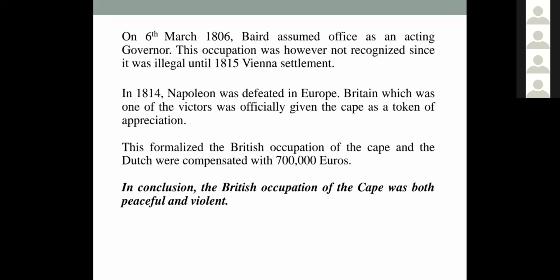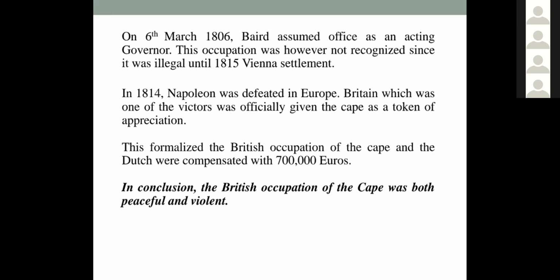But nevertheless, we say in the Vienna Congress of 1814-1815, Britain was given the Cape as a token of appreciation because it was one of the victor powers that had helped to defeat Napoleon, both at the Battle of Leipzig and the Battle of Waterloo. So this formalized the British occupation of the Cape, and the Dutch were compensated with 700,000. I don't know whether they were called euros or pounds, but I think they were pounds at that time.